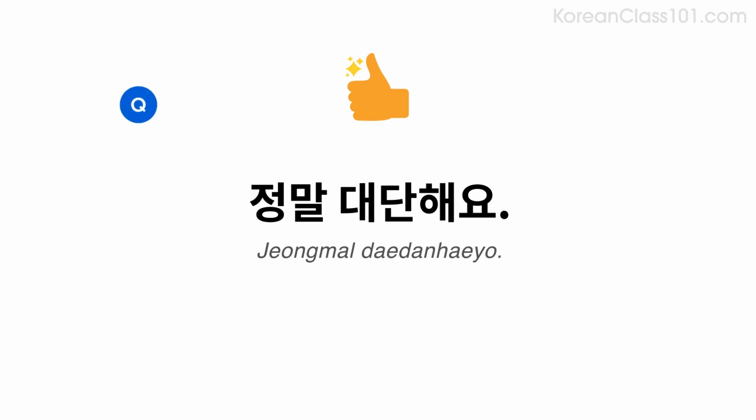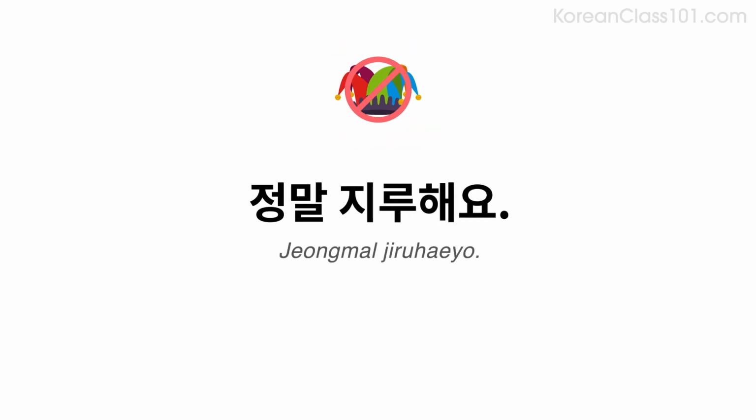Now, react to the joke saying the other person is awesome. 수학책이 왜 슬퍼 보일까요? 문제가 많기 때문이에요. 정말 대단해요. Now imagine you think it was boring. Do you remember how to say boring? 지루해요. Say, you're so boring. 정말 지루해요. Now, react to the joke, saying the other person is boring. 수학책이 왜 슬퍼 보일까요? 문제가 많기 때문이에요. 정말 지루해요.